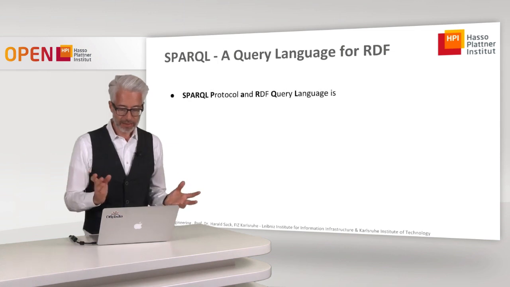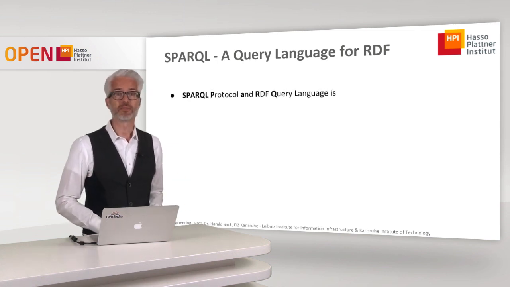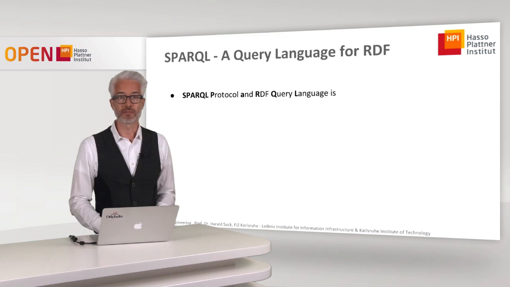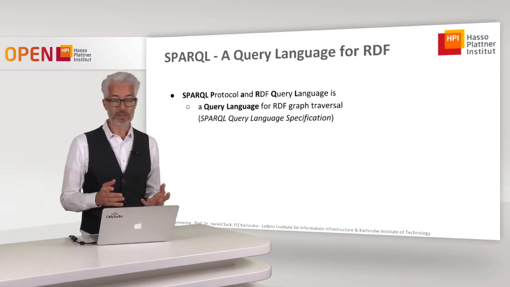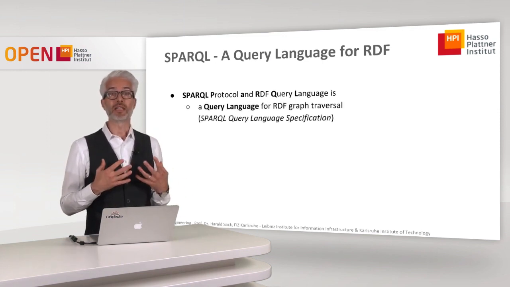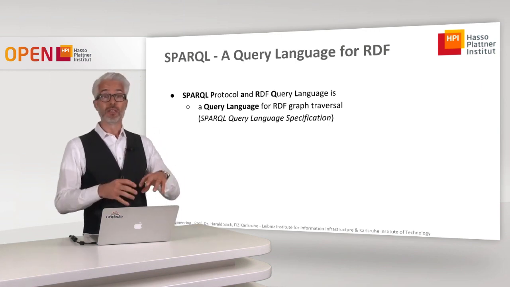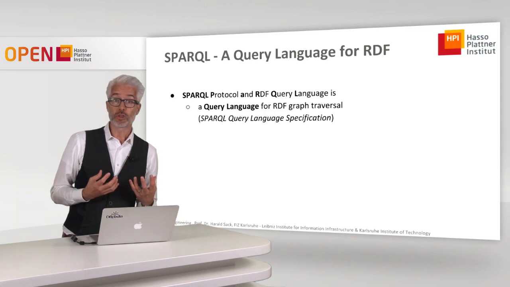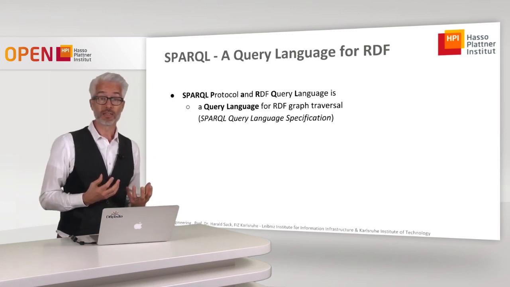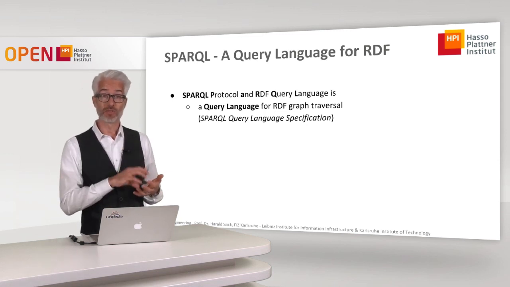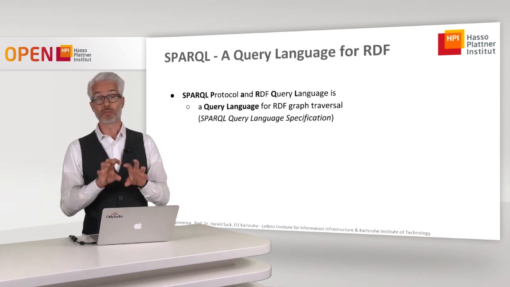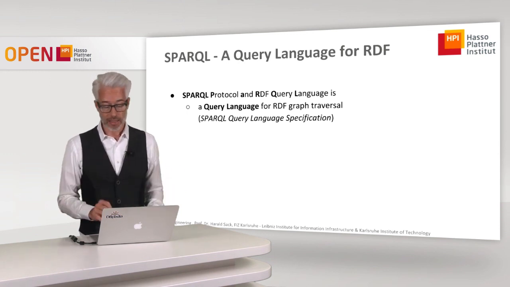SPARQL is an acronym. It stands for SPARQL Protocol and RDF Query Language. And this, of course, is a query language for RDF graph traversal. We know that RDF builds a huge graph, and of course this graph can be traversed, and there is a special query language which makes use of exactly this graph structure. We will see how this works.